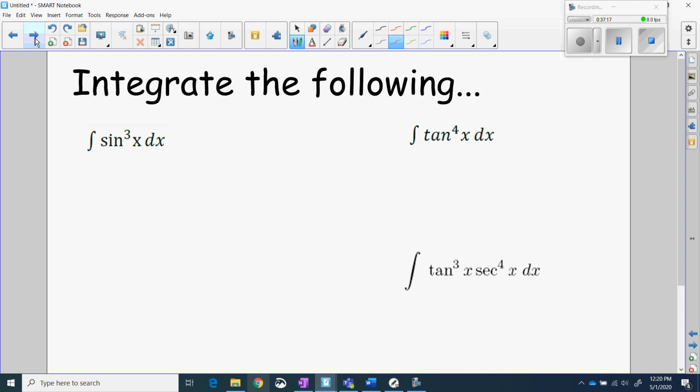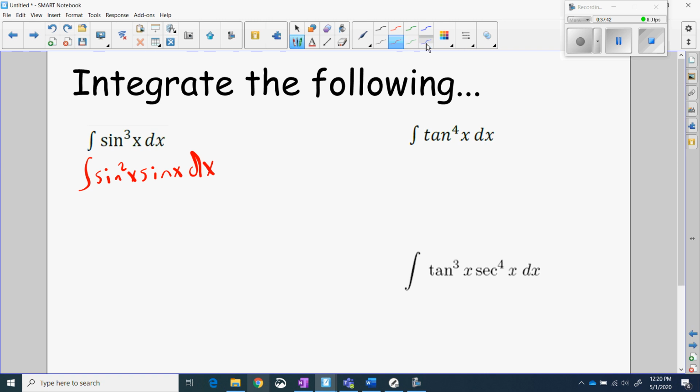So I got 3 quick integrals here involving trig functions. Let's see what we can do with each of these 3. So this first one, remember I mentioned one time about the odd exponent? I'm going to separate this one and peel off a trig function. I'm going to peel off one of my sine x's.